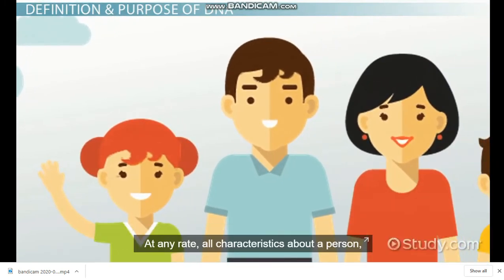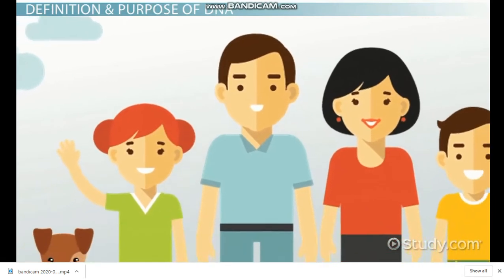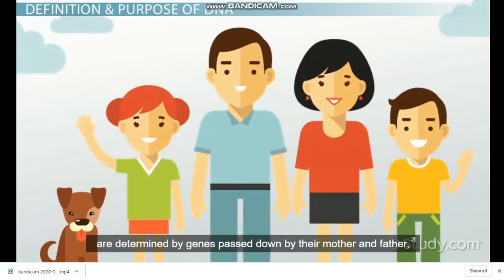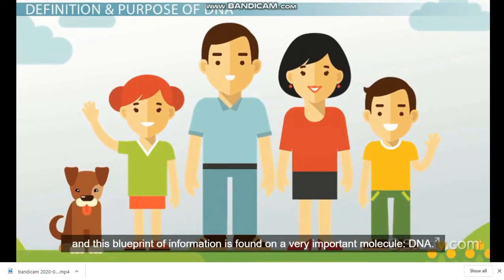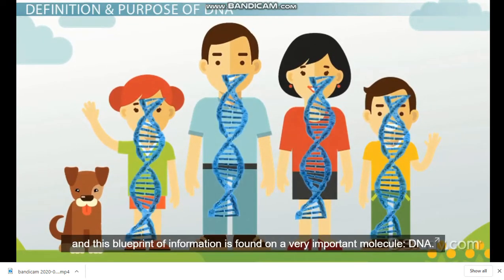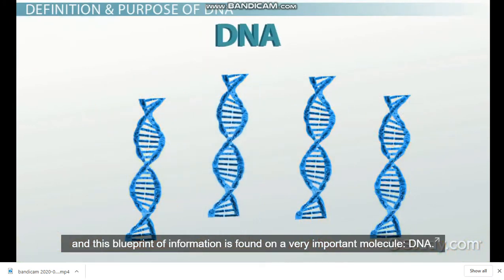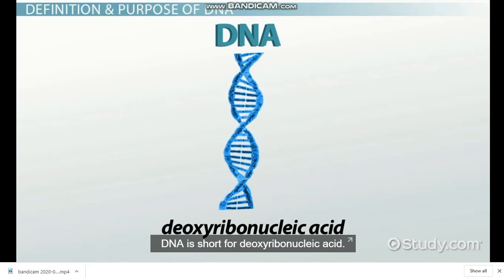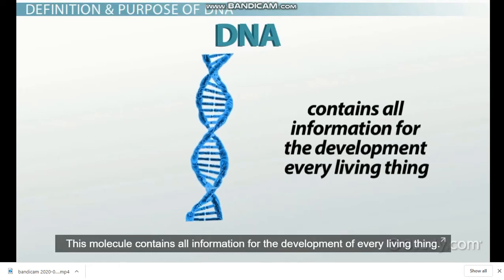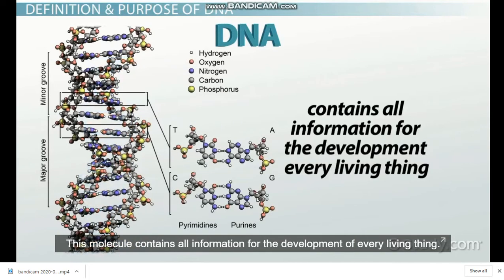At any rate, all characteristics about a person, from hair color to body type, are determined by genes passed down by their mother and father. And this blueprint of information is found on a very important molecule, DNA. DNA is short for deoxyribonucleic acid. This molecule contains all information for the development of every living thing.